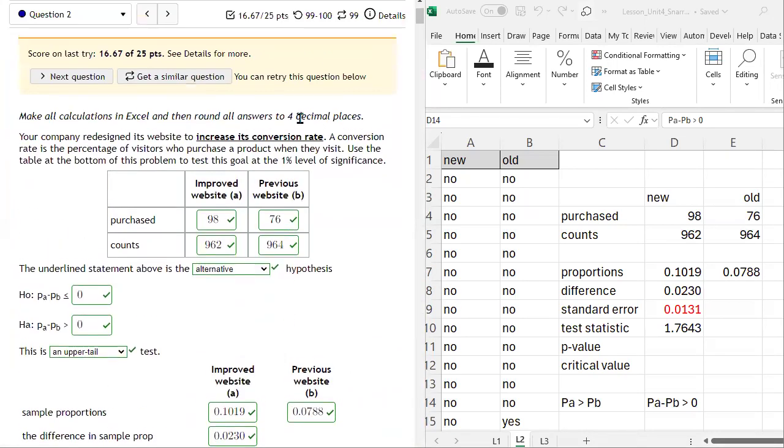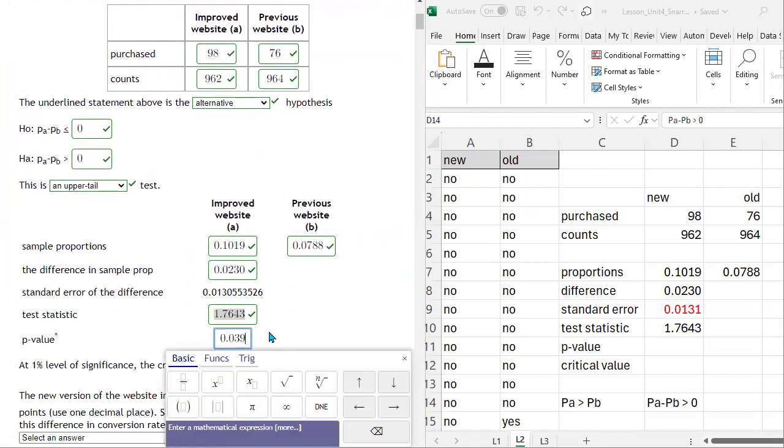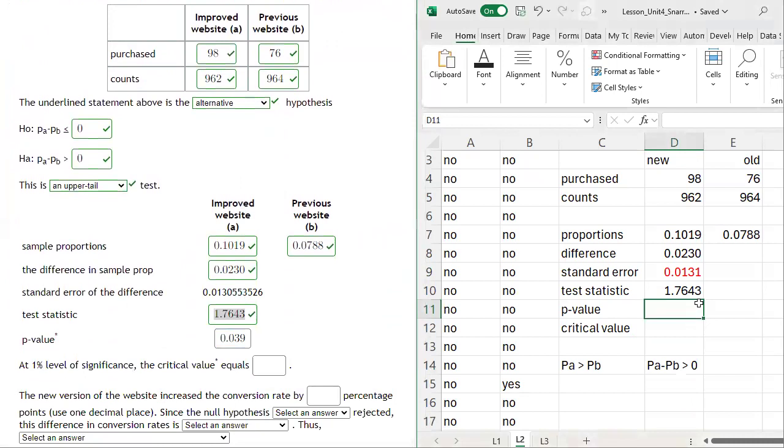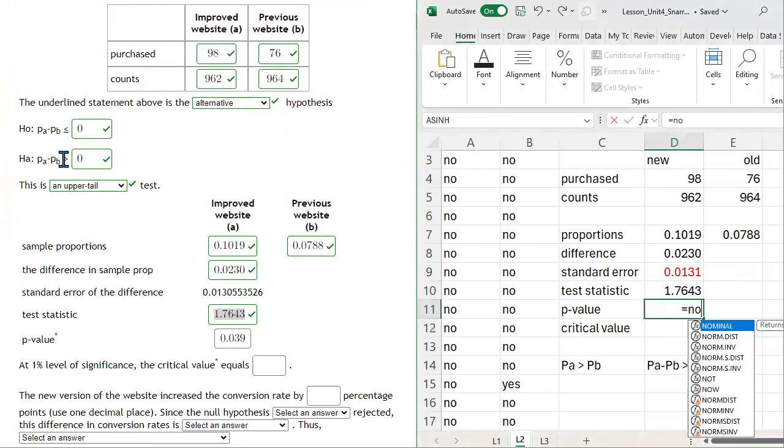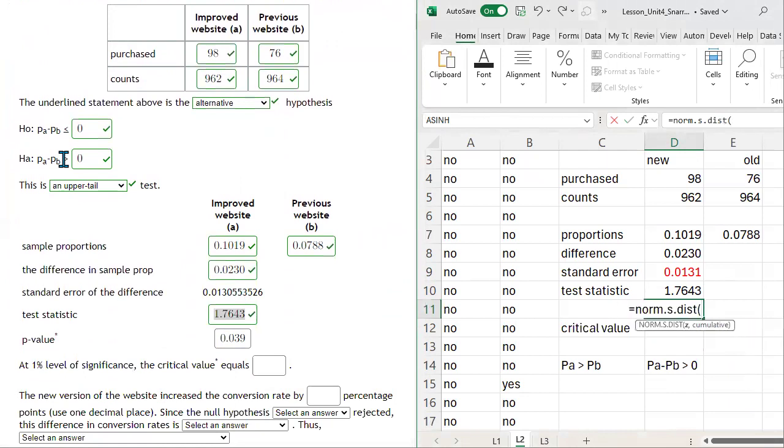We want to use 4 decimal accuracy. We only have 3 decimal accuracy. So what we want to do here is calculate the probability of being greater than this value because it's an upper tail test, right? So I'm going to use norm.s.dist, because I'm going to feed it a number on the number line. And the number on the number line I'm going to feed it is that value. And then I type 1 for true. So I'm feeding this function a number on the number line to give me an area under the distribution. Now, that p-value is 0.9612.